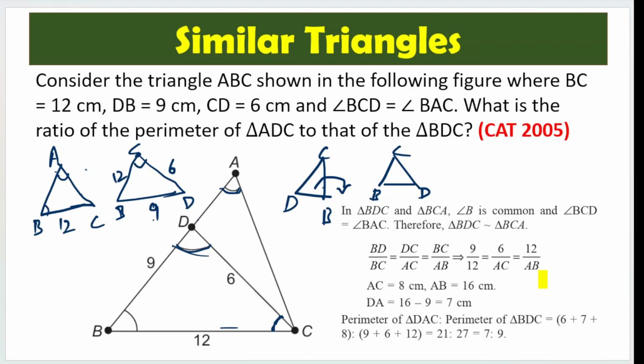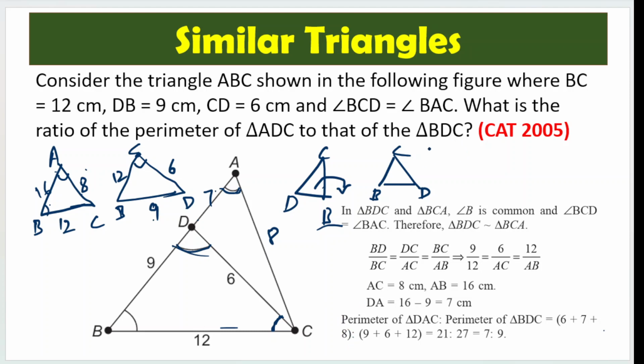So we figured out AC is equal to 8, and AB is equal to 16. So if AB is 16 and BD is 9, what is AD? 16 minus 9, which is 7. Now we are asked what is the perimeter of ADC. We figured out AC is 8. So 7 plus 8 plus 6.